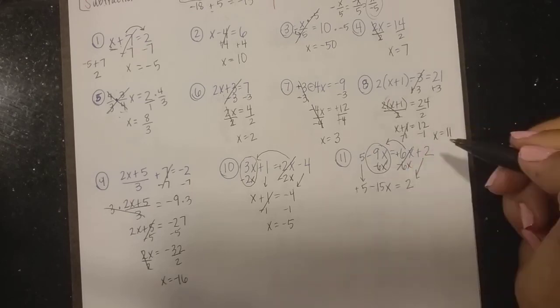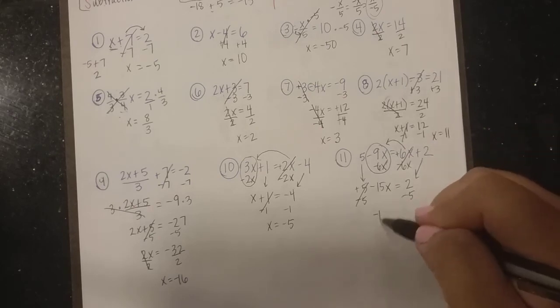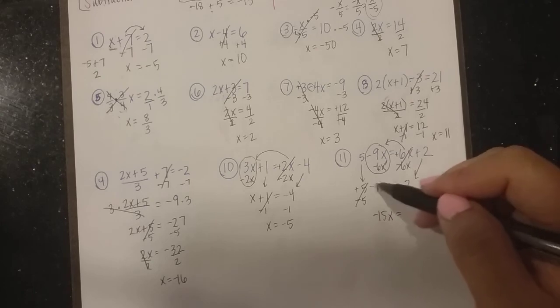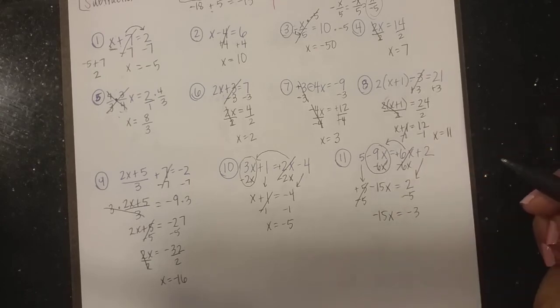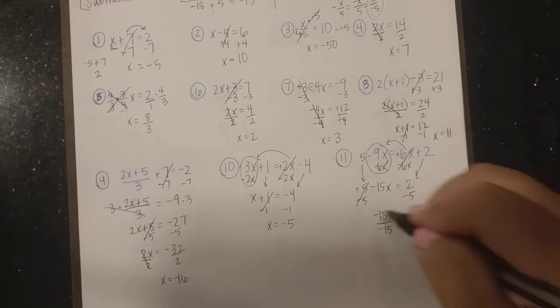So I have a +5 out front, so I'm going to subtract it to move it. So I'm left with a -15x over here. Again, don't forget that negative. You got to keep it out in front. 2 minus 5 is a -3. And then I'm going to divide by that -15 to get x by itself.